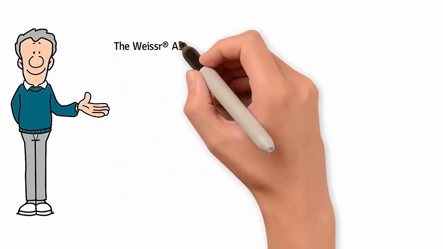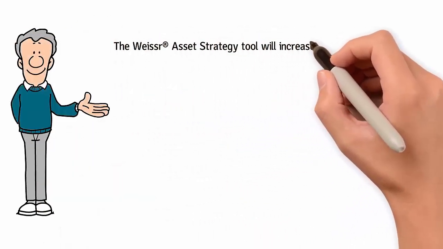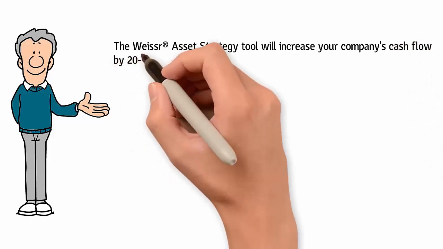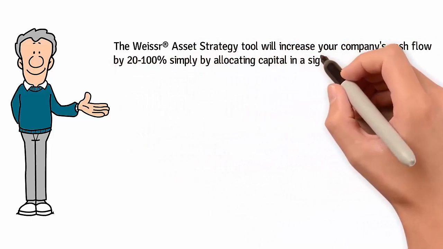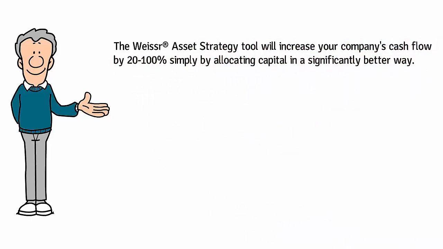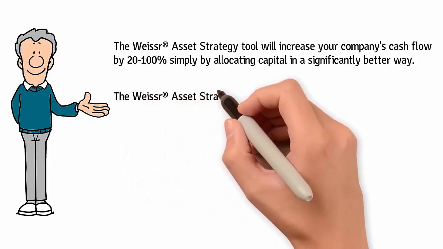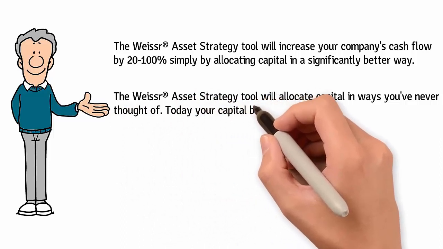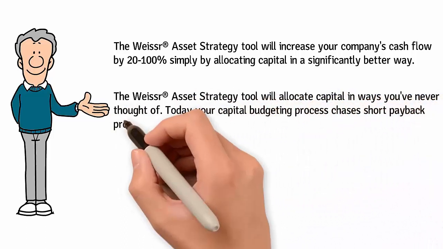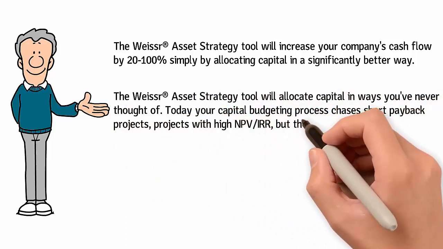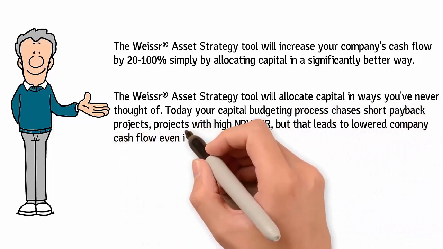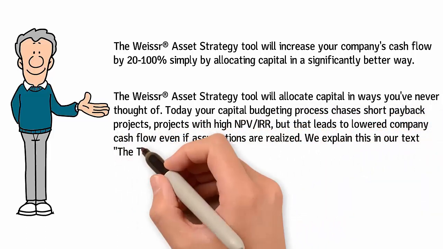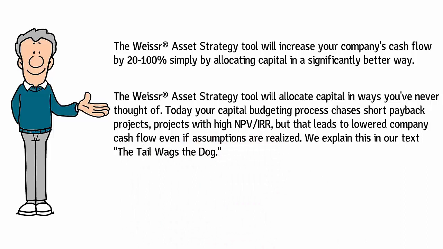The Weissr Asset Strategy tool will increase your company's cash flow by 20 to 100% simply by allocating capital in a significantly better way. The Weissr Asset Strategy tool will allocate capital in ways you've never thought of. Today, your capital budgeting process chases short payback projects with high NPV or IRR, but that leads to lowered company cash flow, even if assumptions are realized.